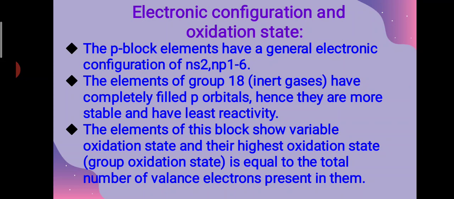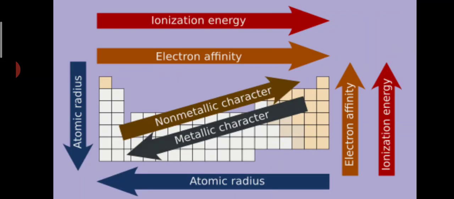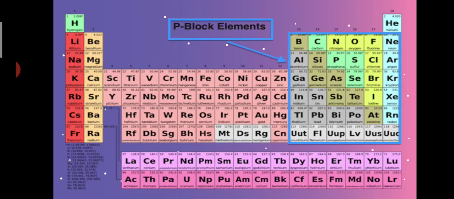Whenever the orbitals are completely filled, they will be least reactive. They will be highly reactive if the orbitals are incomplete, if it is not an octet, then it will go and react with another element to make it completely filled. So here, group 18, which are inert gases, are completely filled: helium, neon, argon, krypton.